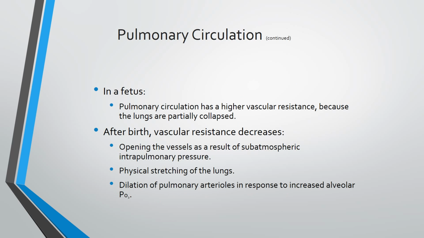Right, the cool thing about pulmonary circulation is that a fetus has a very high vascular resistance, and this is because the lungs are partially collapsed. Right after birth, this resistance starts to decrease, and the vessels start opening due to the pressure changes in their new atmospheric environment. The interpulmonary pressure is also changing due to the pressure changes within the atmosphere. This is also causing physical stretching of the lungs as they start to take their first breath, and then the dilation of the pulmonary arteries is going to increase because we are increasing the alveolar partial pressure of oxygen.